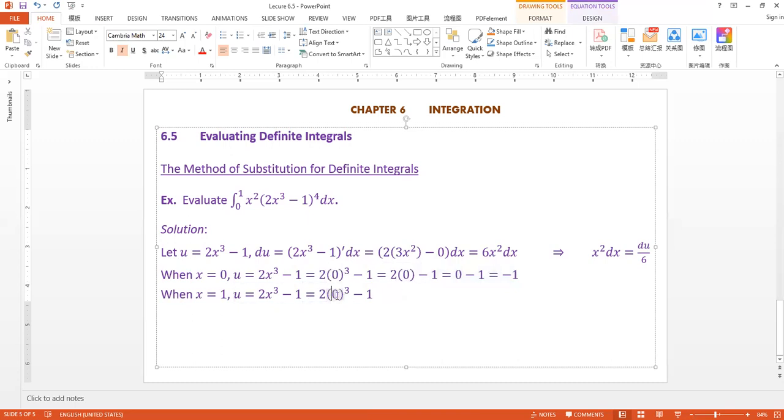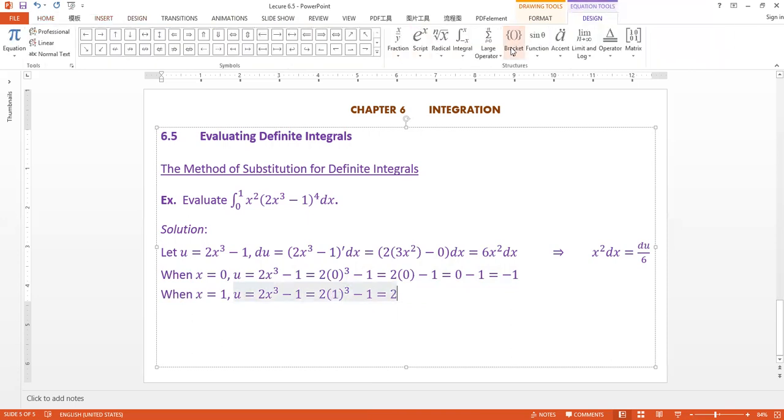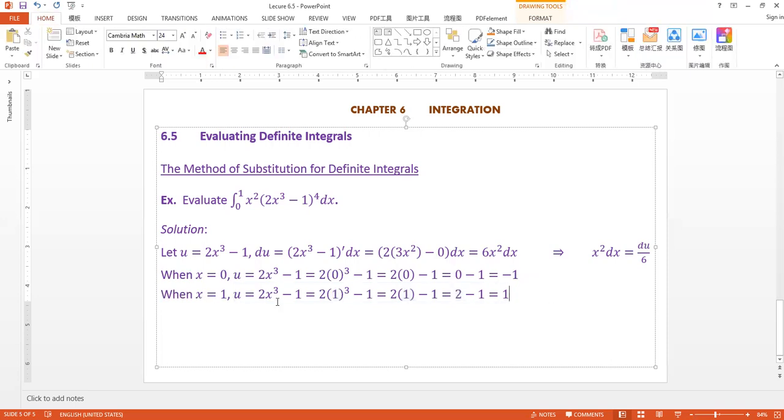That's just 2 times 1 cubed minus 1. We know 1 cubed is just 1, so that's 2 times 1, and the minus 1. We know 2 times 1 is 2, so 2 minus 1 will be 1. So this gives us the upper limit of integration for u, the new variable, which is 1.